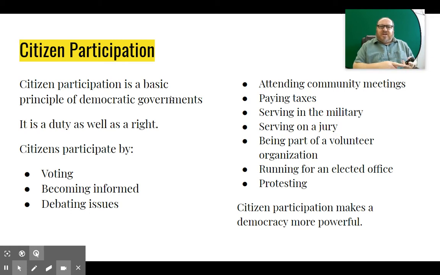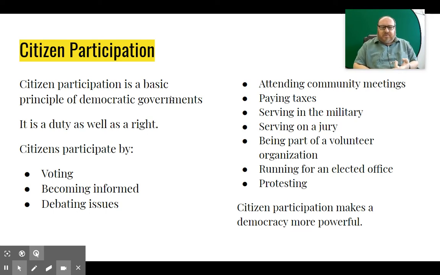So voting, becoming informed, debating, not arguing, but debating issues. There's a difference between those two. Debating issues is where you talk about the pros and cons of a specific point, and you actually are trying to understand the point of view of another person. Arguing is just where you argue your point, you know you're absolutely right, and you're not going to budge at all, and then you begin attacking the individual instead of the idea. That's arguing.